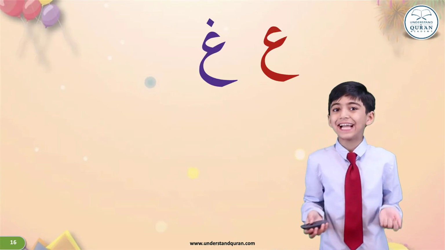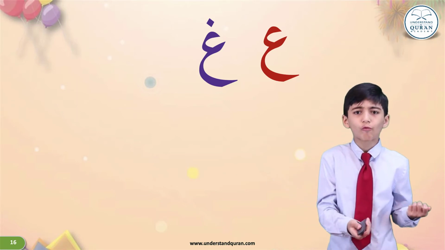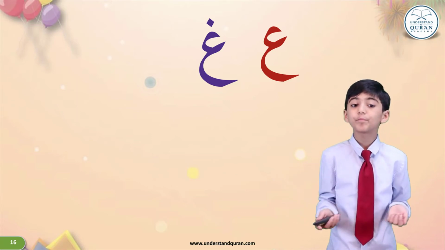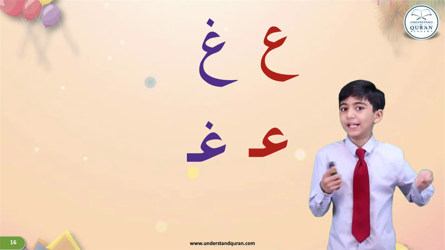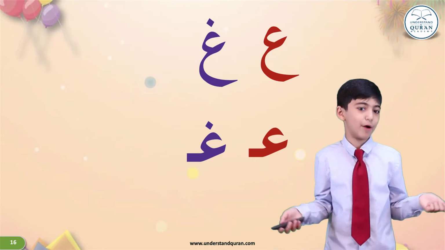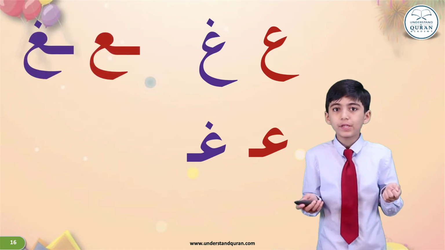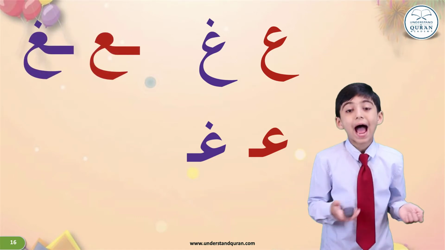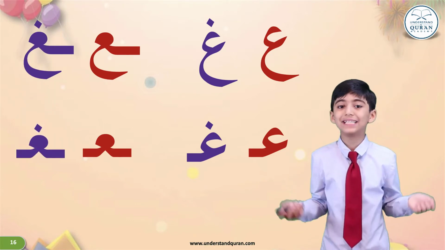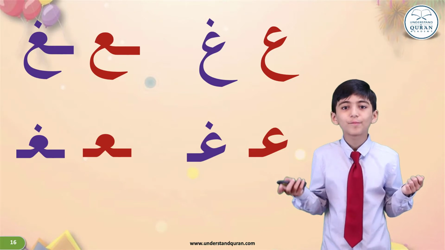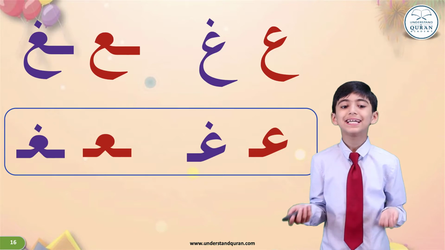So let's take the next two letters, Ayn and Ghayn. So Ayn's short form is just its face, right? And Ghayn's short form is also just its face. But there is one interesting fact about Ayn and Ghayn, is that they have another full form. And that full form has its short form of Ayn, and Ghayn's other full form has its short form as its face. So repeat with me the letters in the rectangular box.